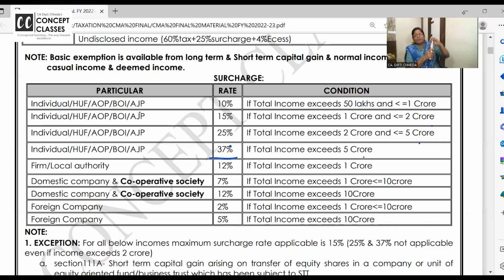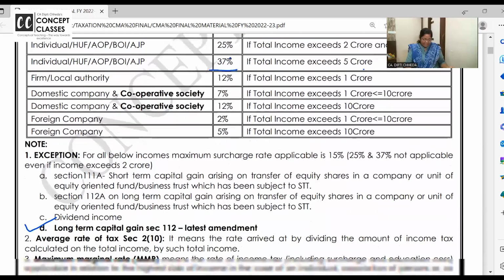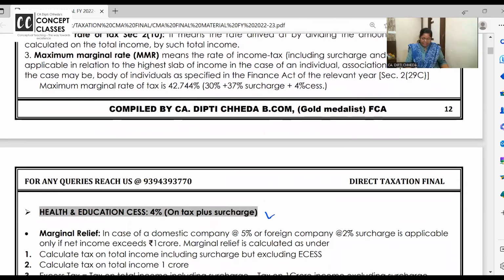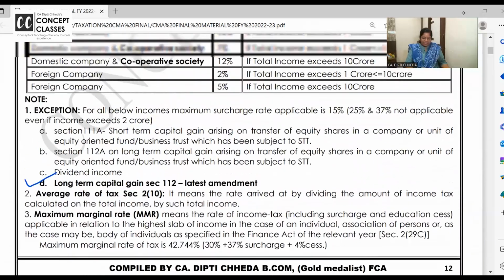Take 2 minutes, even if I am speaking continuously, I am here only. But these rates, learn them now. 2 marks, one MCQ is asked in the exam. I'll tell you. From 50 lakhs to 1 crore, 10%. 1 crore to 2 crore, 15%. 2 crore to 5 crore, 25%. And 5 crores and above, it is 37%. These are the surcharge rates. And on tax plus surcharge, you have to pay health and education cess, 4% on tax plus surcharge.